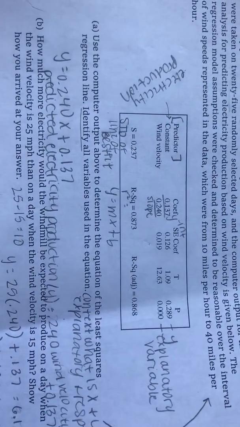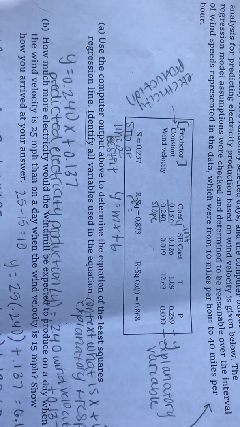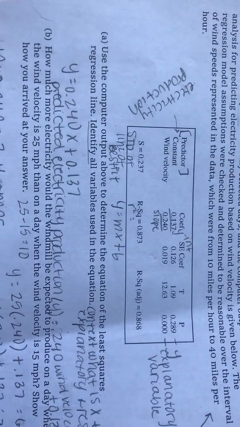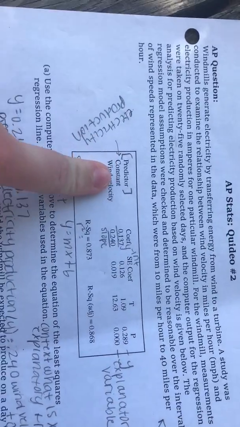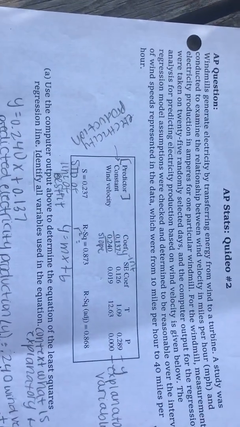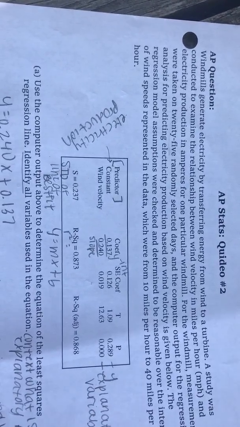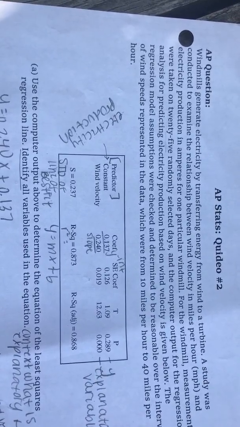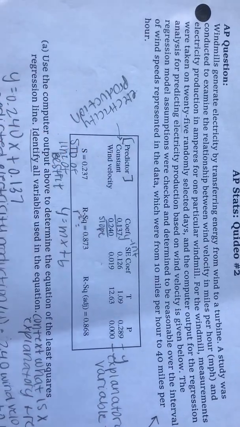For the windmill, measurements were taken on 25 randomly selected days. The data results in the predicted electricity production based on the amount of wind velocity. The constant refers to the Y value, or response variable, which in this case is the predicted electricity production. It is the response variable because the amount of electricity production is dependent on the wind velocity, which is the X value, or explanatory variable, which is right here.